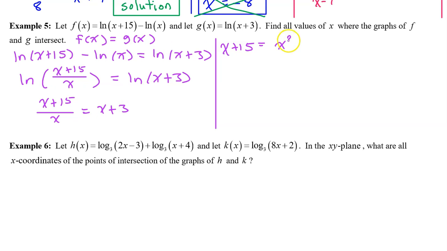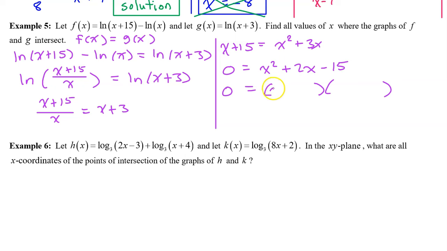I'm going to go ahead and put x squared plus 3x. I'm distributing the x as I multiply. Let's get 0 on one side. So subtracting x from both sides, I'm going to have x squared plus 2x. And then subtracting 15 from both sides, we have minus 15. Hopefully this is factorable. Otherwise, we will have to use the quadratic formula. But let's try factoring first.